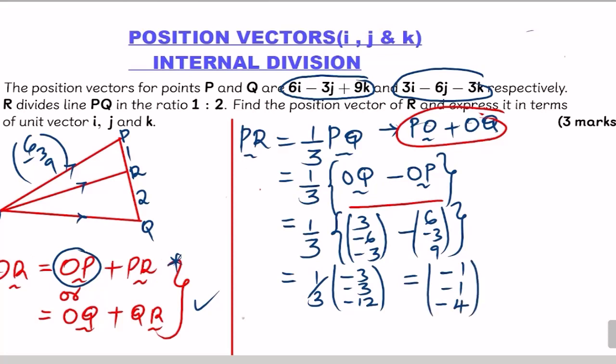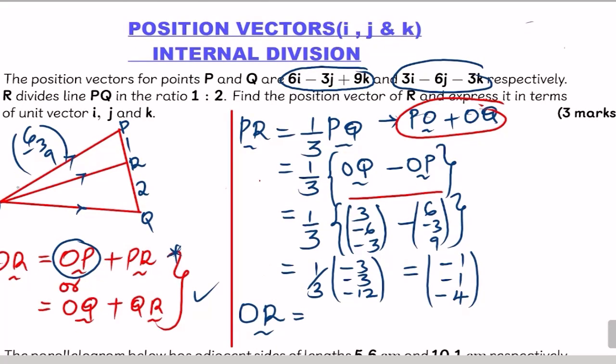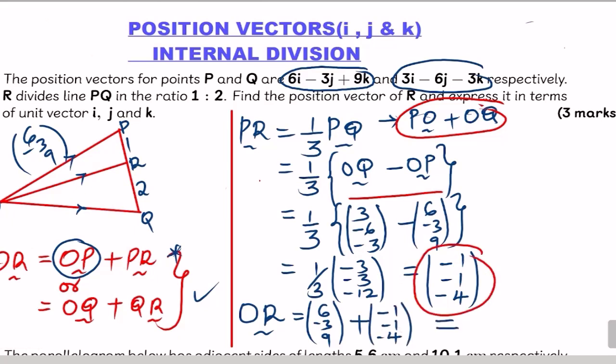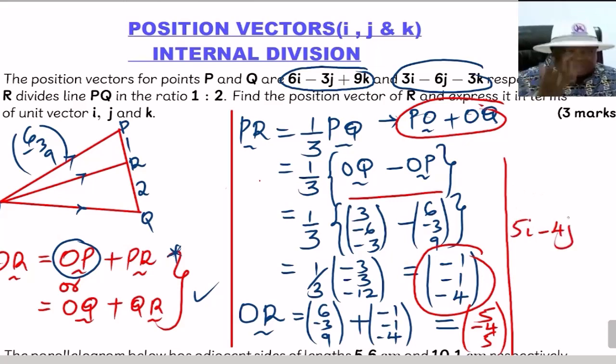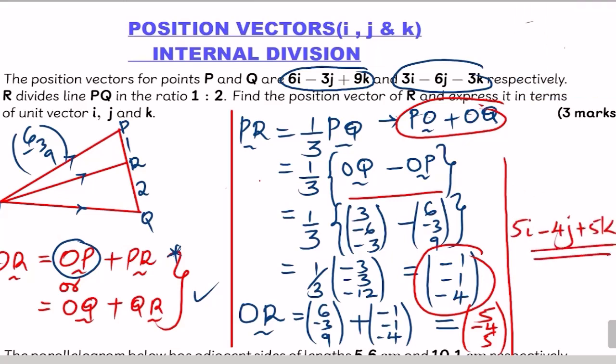Therefore, OR is obtained by taking OP, which is 6, negative 3, 9, plus PR, which is negative 1, negative 1, negative 4. Adding these, 6 minus 1 gives 5, negative 3 minus 1 gives negative 4, and 9 plus negative 4 gives 5. So you can see you're getting the same answer. Writing this in terms of i, j and k, it is 5i minus 4j plus 5k. So those are the two methods.